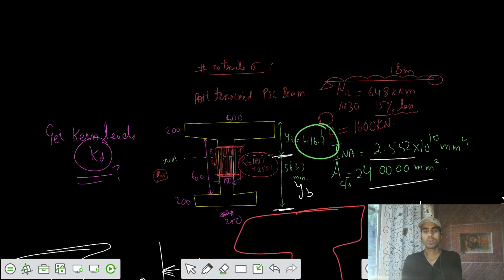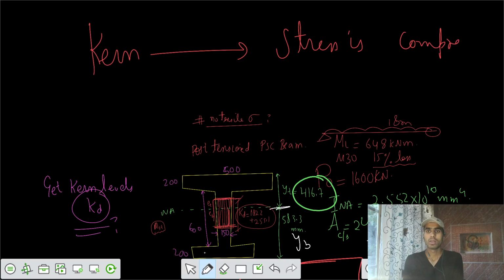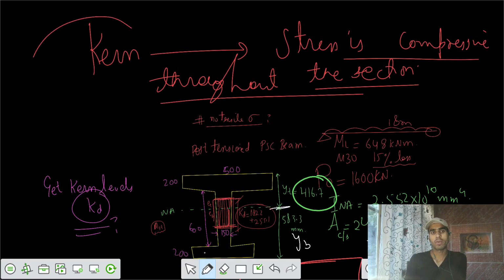So the final conclusion is that there is only compressive stress throughout. Stress is compressive throughout the section. Indirectly it means that if there is no tensile stress, then it would always be compressive. All the fibers will have compressive stress.